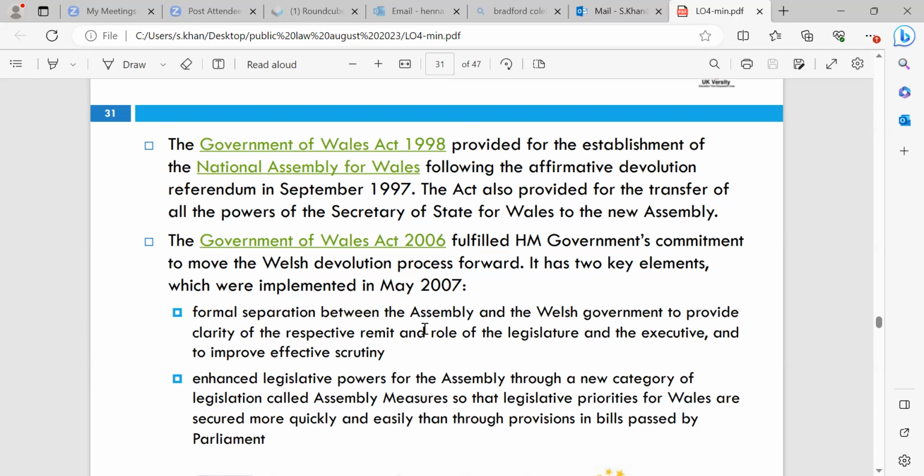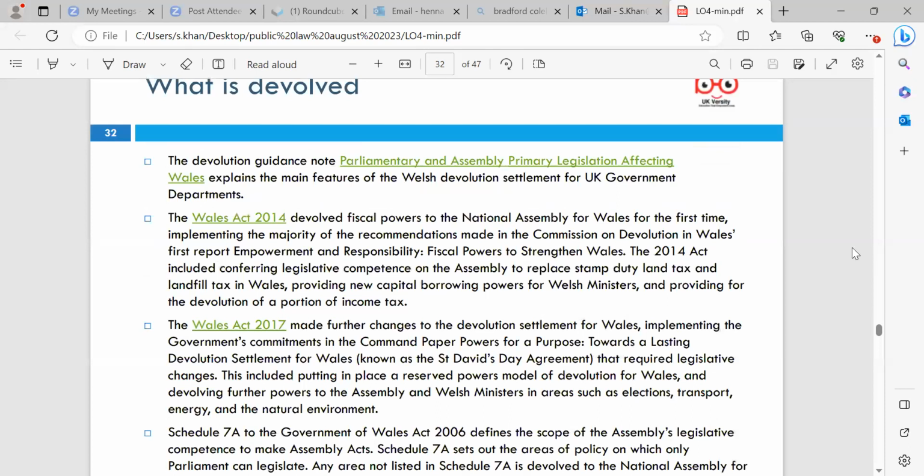Formal separation between the Assembly and the Welsh Government to provide clarity to the respective remit and role of the legislature and the executive, and to improve effective scrutiny. Also to enhance legislative powers for the Assembly through a new category of legislation called Assembly Measures, so that the legislative priorities for Wales are secured more quickly and easily. What is devolved? The devolved guidance note, Parliamentary and Assembly primary legislation affecting Wales, explains the main features of the Welsh devolution settlement for UK government departments.